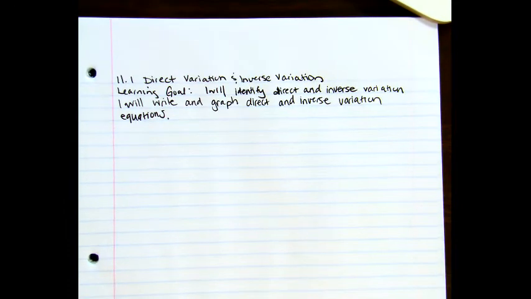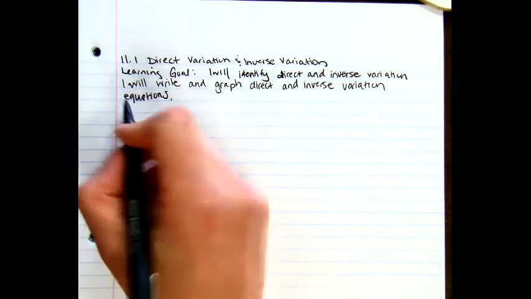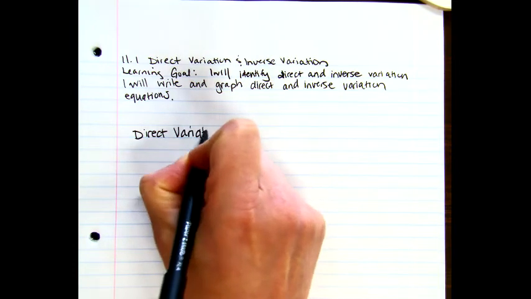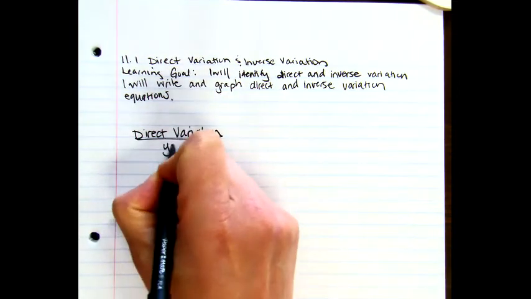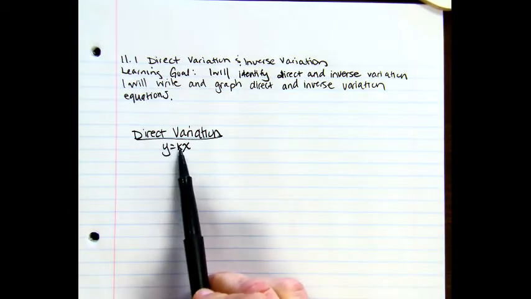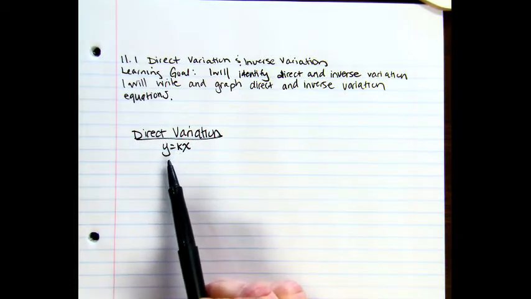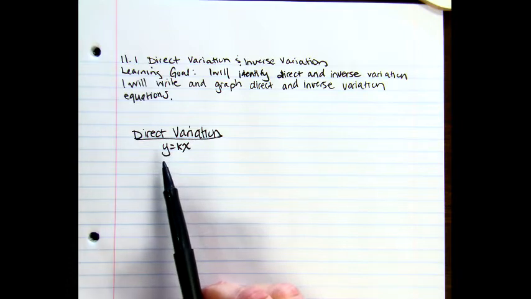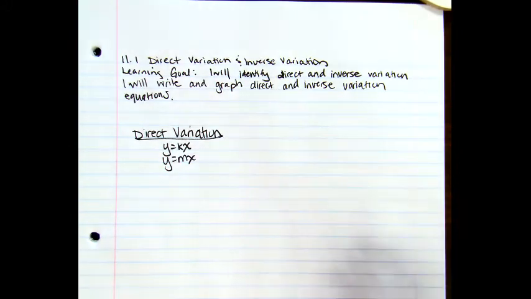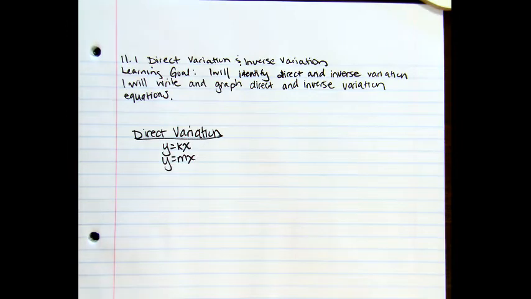So first and foremost, we have to know what direct and inverse variation are. Starting off with direct variation, you may remember doing something that looked like this: y equals kx, where your y is some number times your x, and we called that the constant of proportionality. If we write it like this, then we'd call that the slope. So we have a couple of different names for this number that you're multiplying by x.